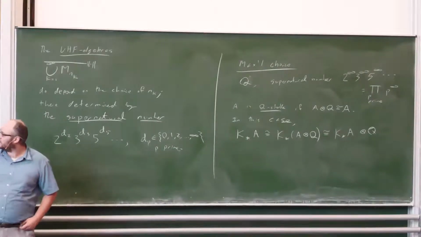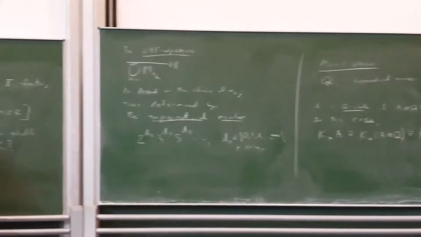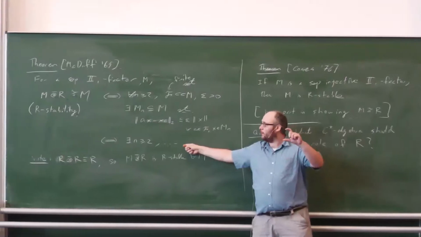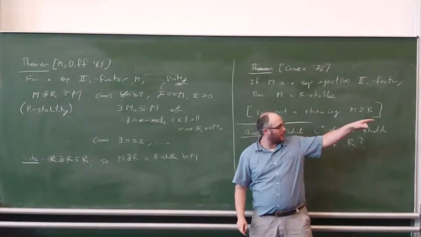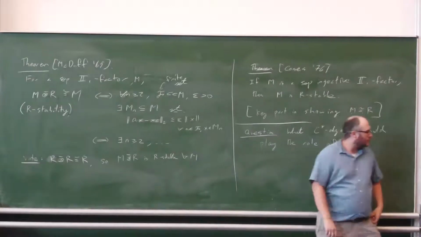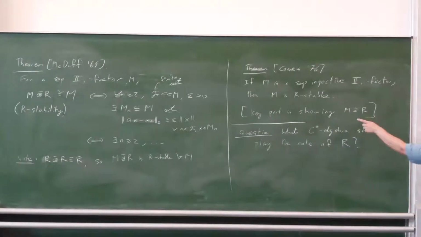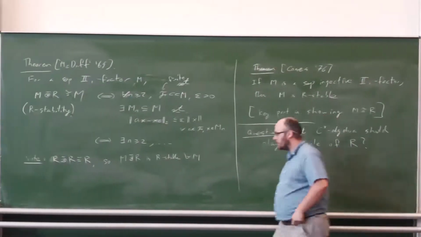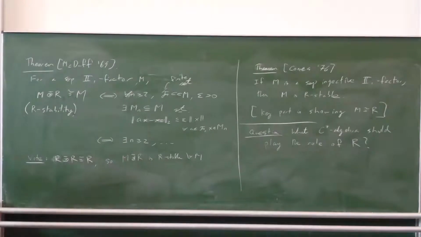The existence, as you start varying the n here, if you have approximately central copies of the 2x2 matrices, you end up being stable under tensoring with the 2-to-infinity UHF algebra. The fact that if you have it for all n, then you're stable under tensoring with all the various UHF algebras. Okay.